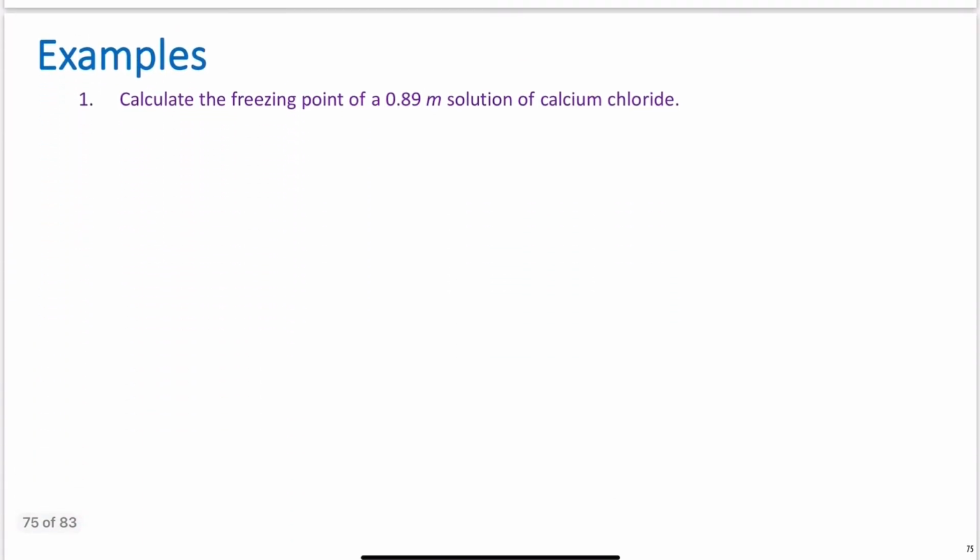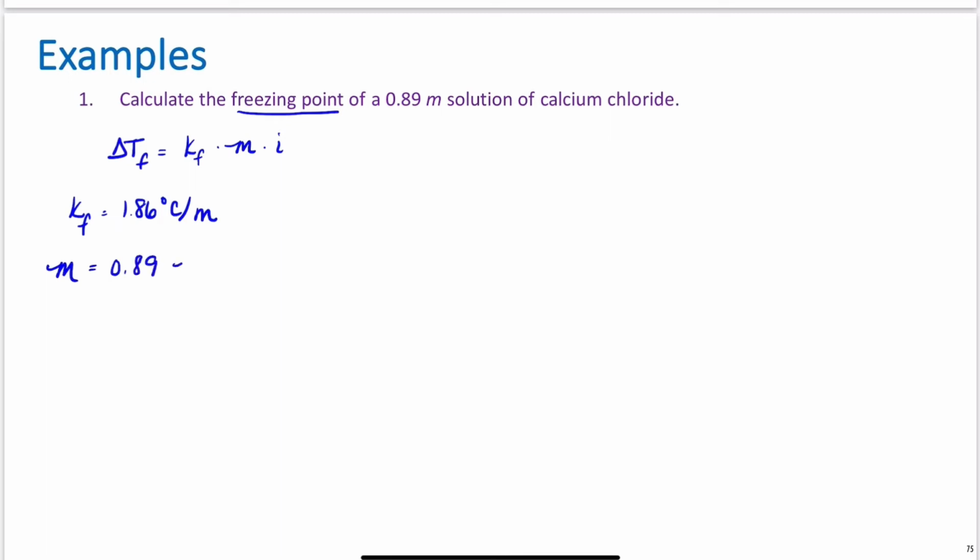Let's work a series of examples just to get you more comfortable with this stuff. Calculate the freezing point of a 0.89 molal solution of calcium chloride. I want freezing point, so delta TF equals KF times m times i. KF is 1.86 degrees C per molal. The molality of this solution is 0.89. And i, for calcium chloride, CaCl2, is equal to 3.